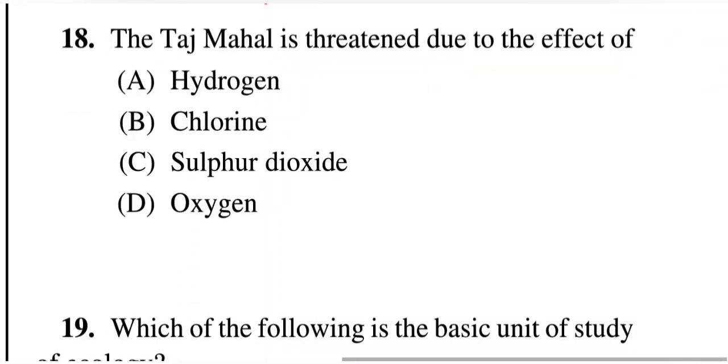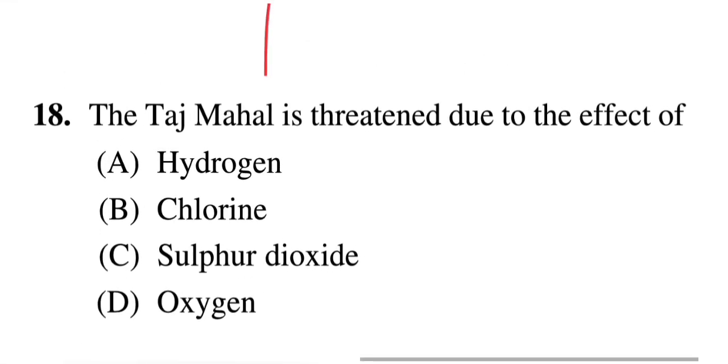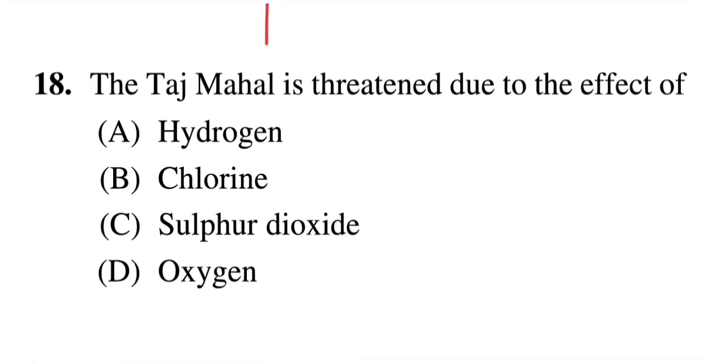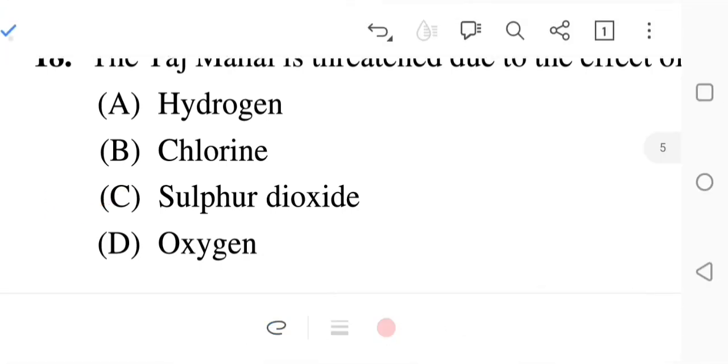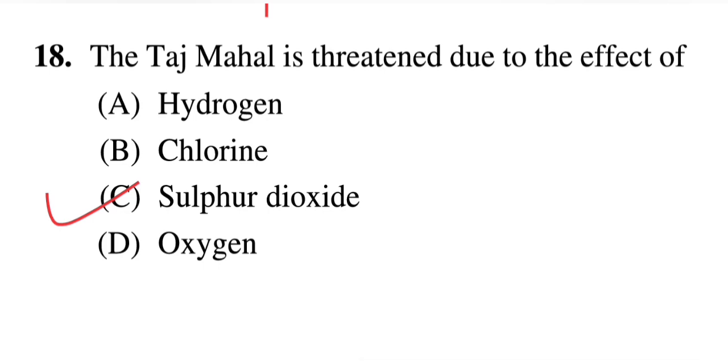Number 18, it says the Taj Mahal, you all know, the Taj Mahal is threatened due to the effect of hydrogen, chlorine, sulfur dioxide, oxygen. Correct answer will be sulfur dioxide. It is a very detrimental element, sulfur dioxide. For this element, the Taj Mahal has been threatened.